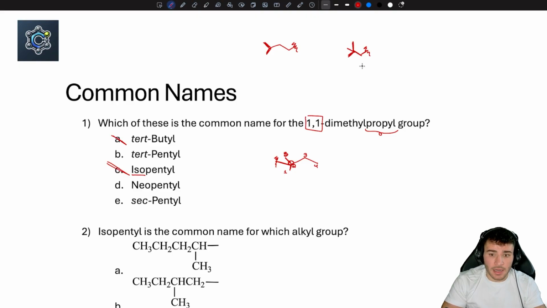And notice that we have 3 carbons kind of further away from the larger group. And so we can eliminate that immediately.